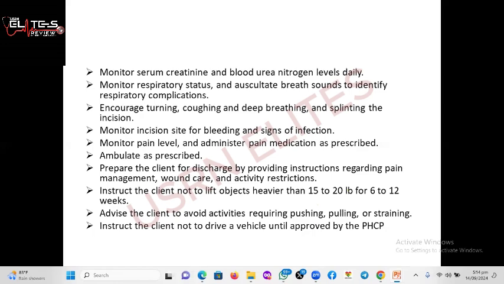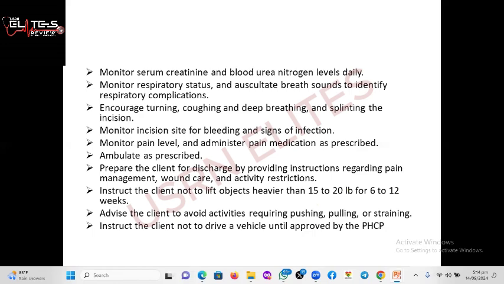Then you have to monitor the respiratory status. Auscultation of the breath sounds is also important because there could be some form of respiratory complications. Deep coughing, deep breathing exercises, as well as splinting the incision area are also very important, just to prevent lung collapse.